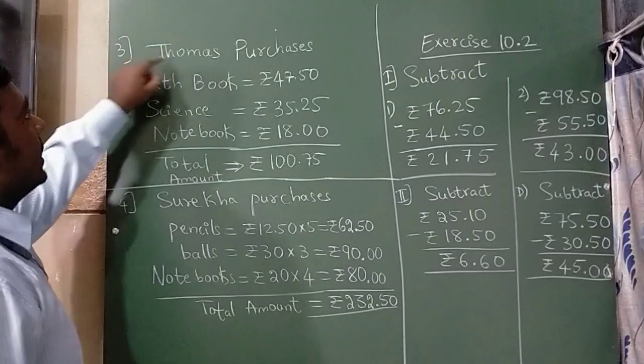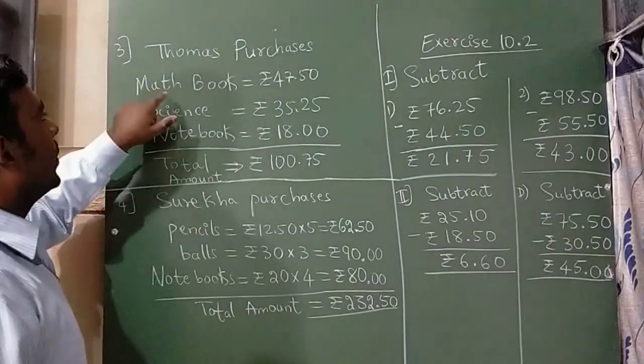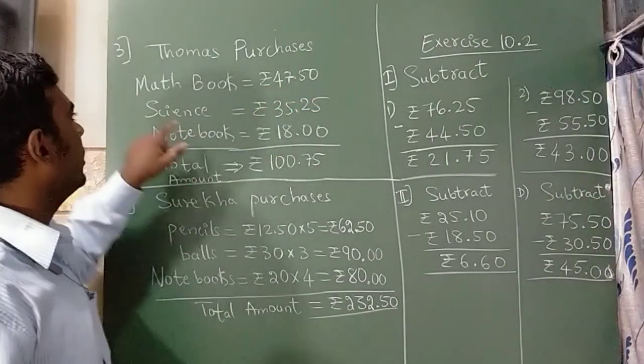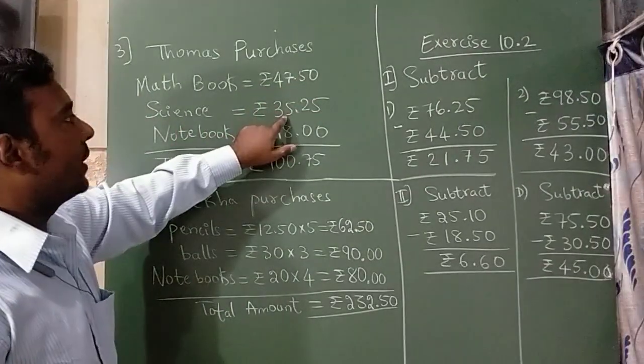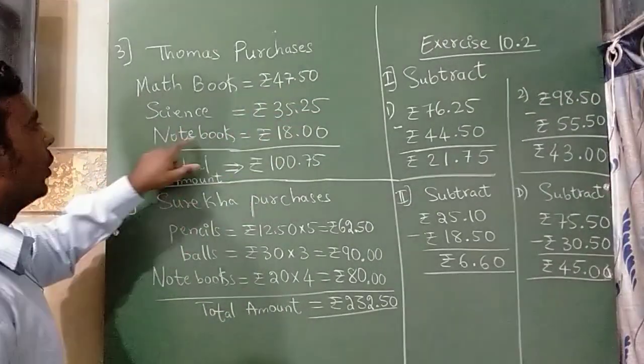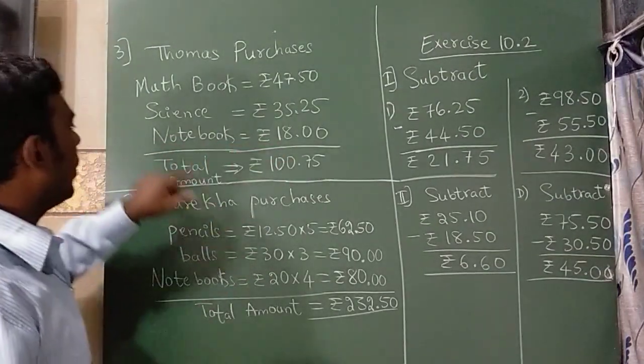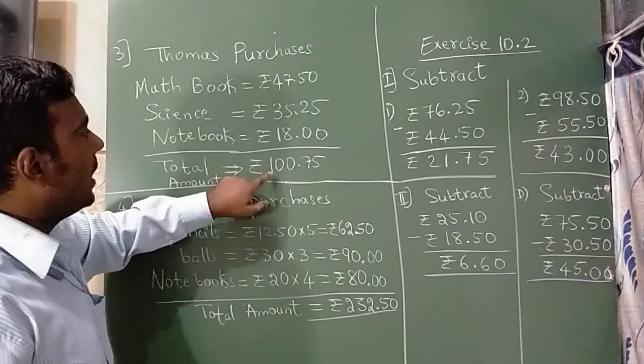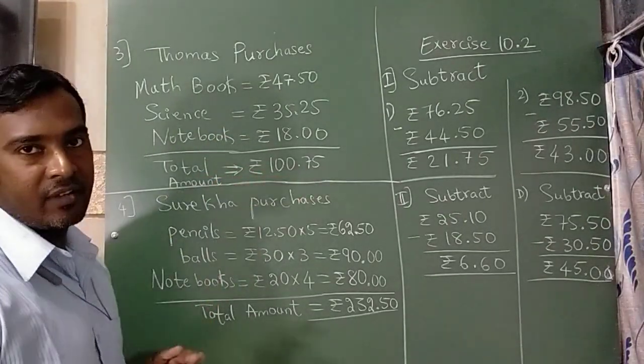The next question is, Thomas purchases books. The math book he has purchased for rupees 47.50, the science book for rupees 35.25, and a notebook for rupees 18. So what is the total amount he has paid? If you add all this, you will get 100 rupees 0.75.